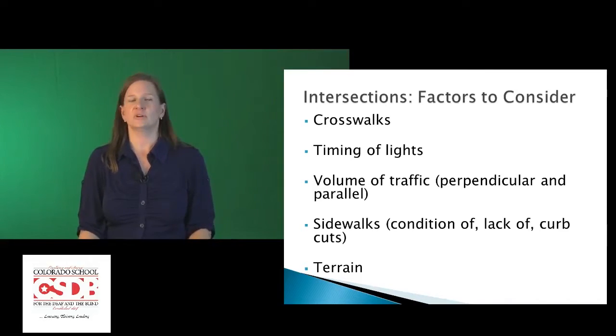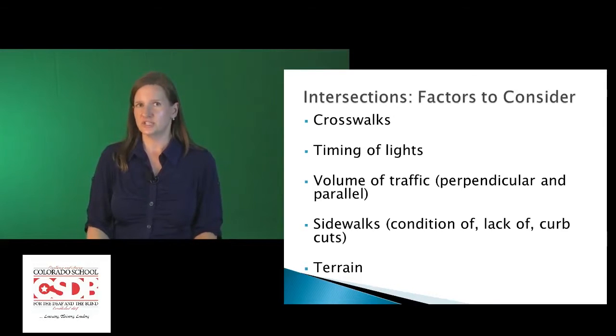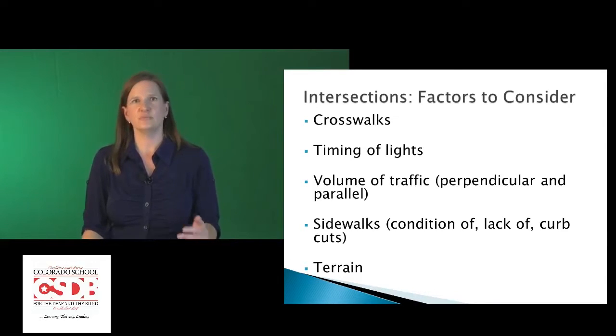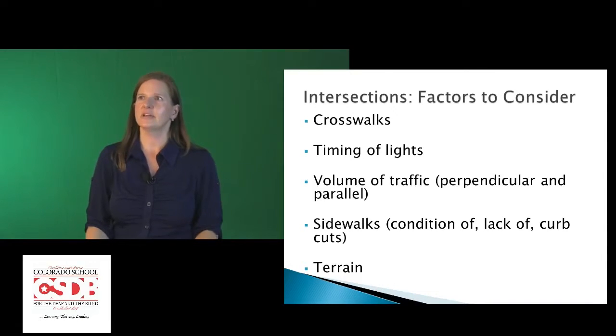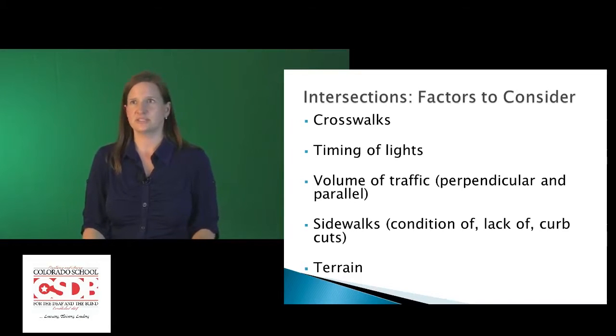Mention the sidewalks or lack of sidewalks, the condition of the sidewalks, if they're in good shape, if they're smooth or rough, the type of material that they're made out of, and any curb cuts or blended ramps into the streets. And then also the terrain, because often you'll encounter other terrain, such as gravel, dirt, rocks, grass, uneven terrain, and you want to mention that when describing the intersection.